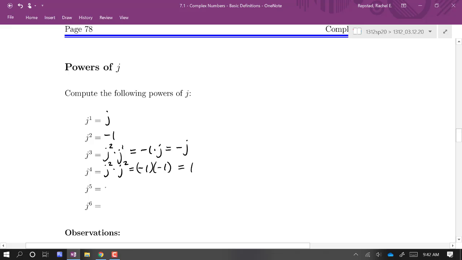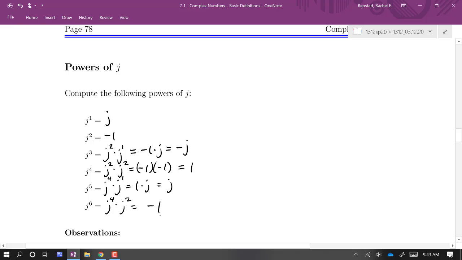What about j to the fifth? J, right? Because I'm using rules of exponents. J to the fourth times j to the first. J to the fourth is 1. So that just gives us j. And j to the sixth? -1. Yeah, so j to the fourth times j squared, which is 1 times -1, or -1. We're getting the same values, right? There's a cyclical behavior to raising j to higher and higher powers. So the distinct powers of j are j, -1, negative j, and 1, and then it just keeps going. And the pattern will continue.